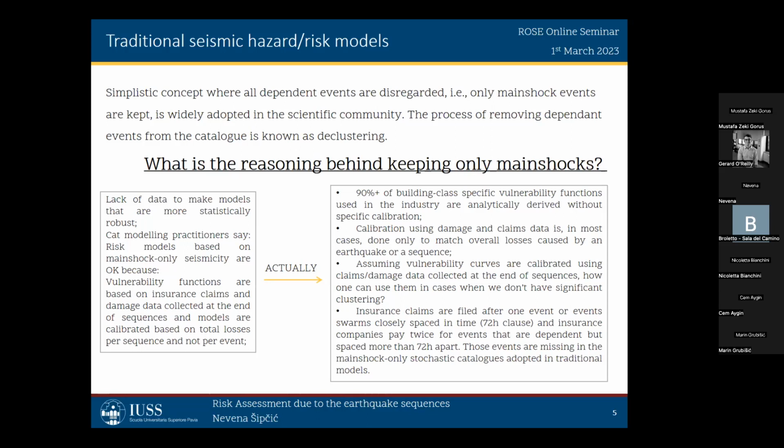So this means, for example, for the example of Turkey, on 6th of February we had the main shock event, and after 10 days, we had the aftershock that had 6.7, I think, magnitude. And in the insurance world, these would be two separate events, and basically the insurance company would pay twice, even though it's clear that this later event was dependent on the main shock event.